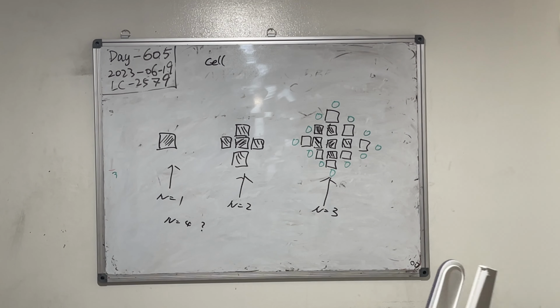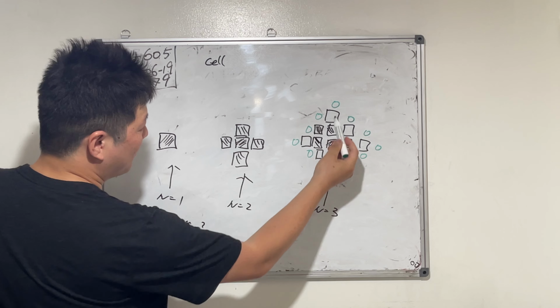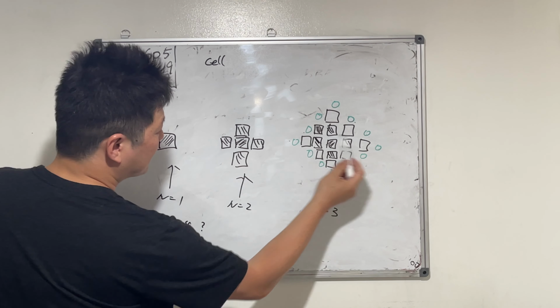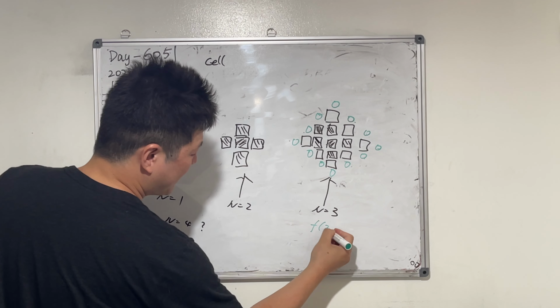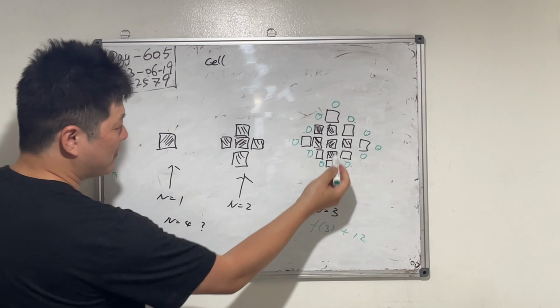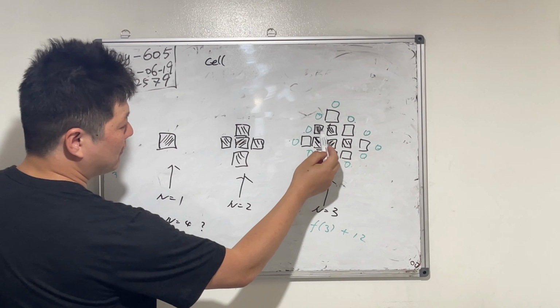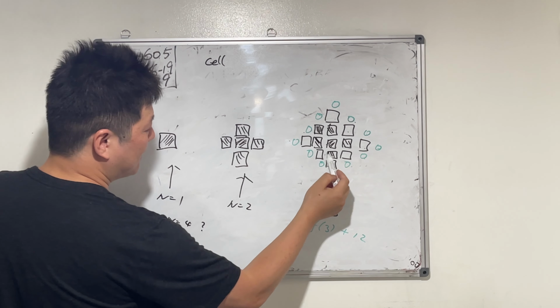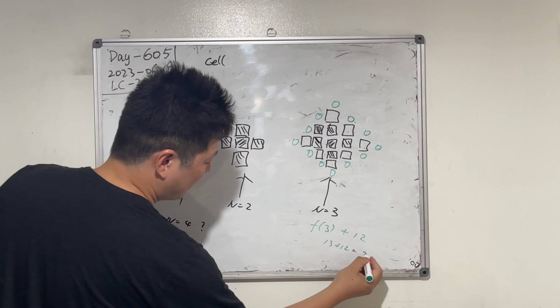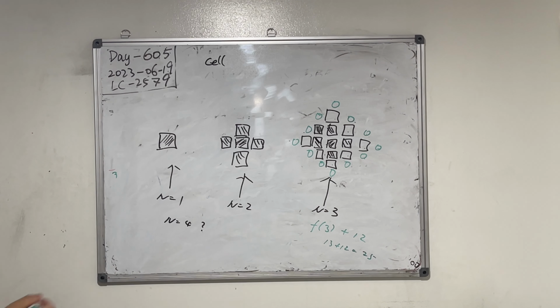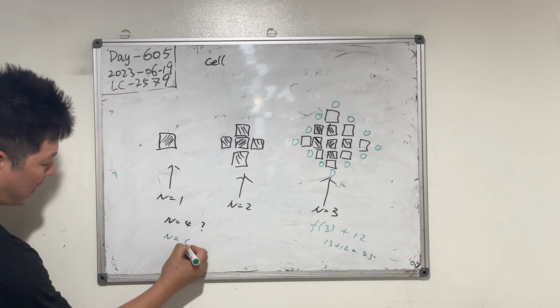No. Okay, so let's count. How many more? 1, 2, 3, 4, 5, 6, 7, 8, 9, 10, 11, 12. So F3 plus 12, right? F3 equals what? 1, 2, 3, 4, 5, 6, 7, 8, 9, 10, 11, 12, 13. So 13 plus 12 is 25. Okay, how about n equals 5?